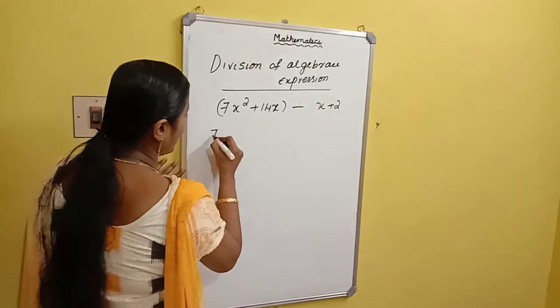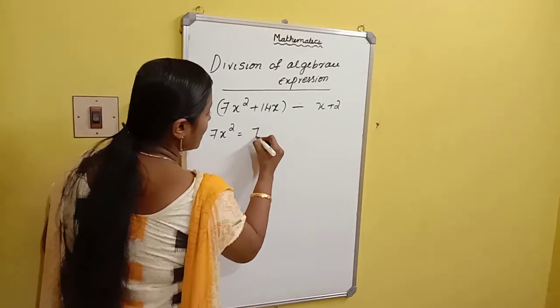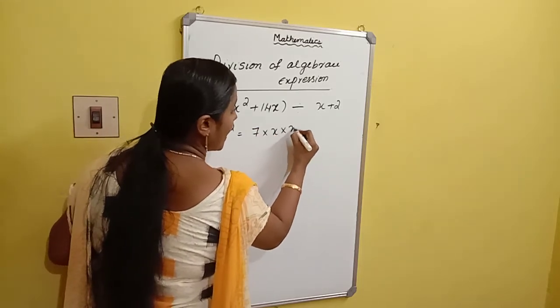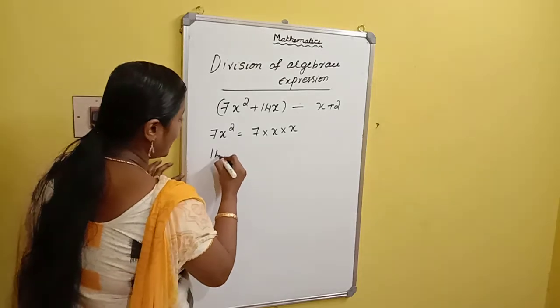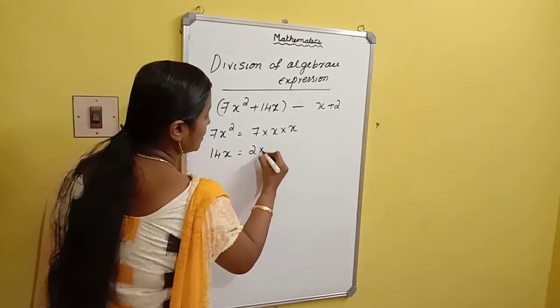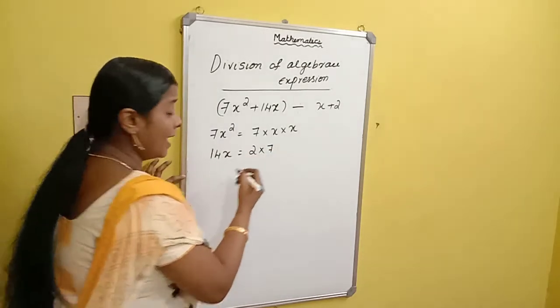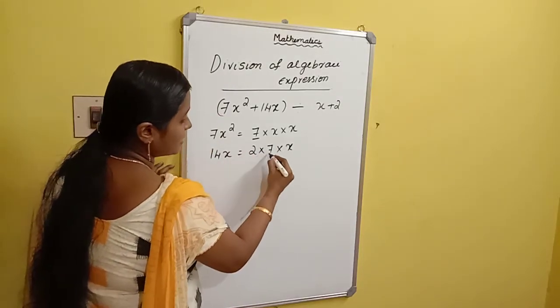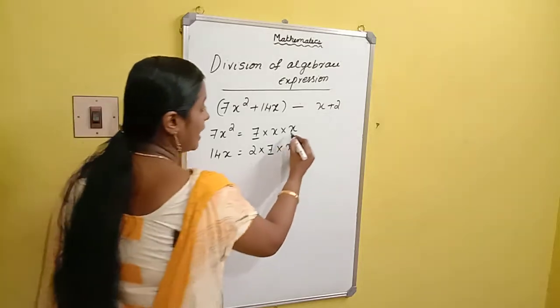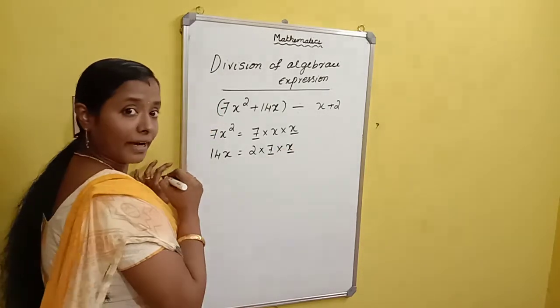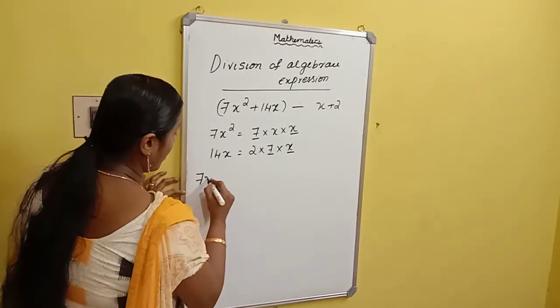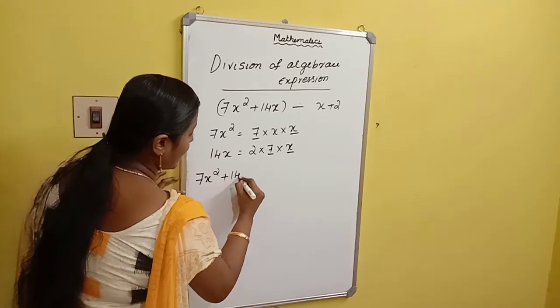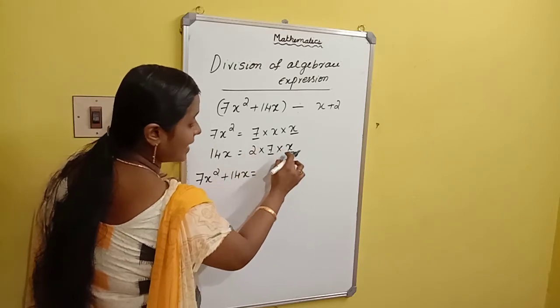So 7x square means what? 7 into x into x. Clear? 14x, that is 2 into 7, prime product, into x. Which is common? 7 is common. X is common. Clear? So, 7x square plus 14x equal 7 and x is common.